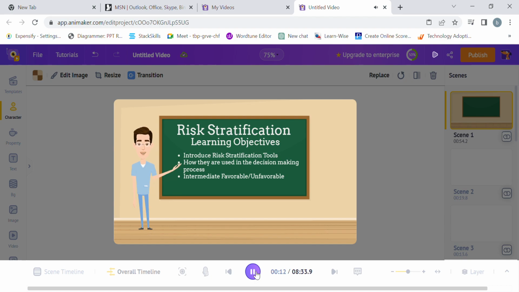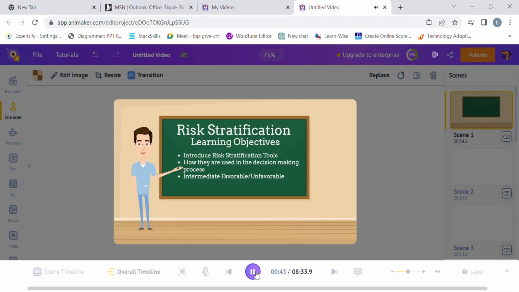Today's learning objectives are: Introduction to common risk stratification tools for prostate cancer. Understanding how each tool is interpreted and used for treatment decisions. Comprehending the factors that influence treatment choices when evaluating favorable intermediate and unfavorable intermediate risk levels, like risk factors, disease volume, and patient expectations.